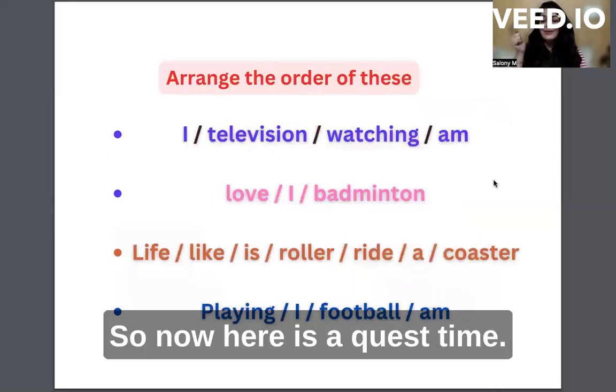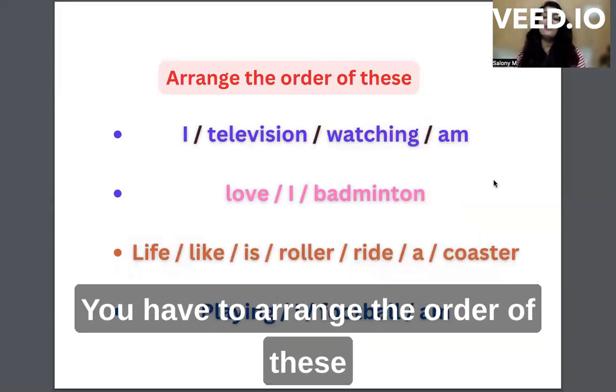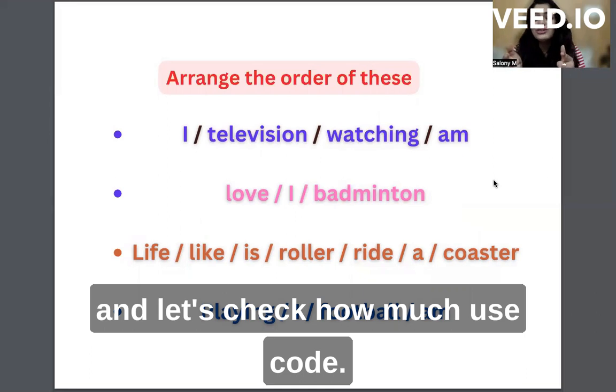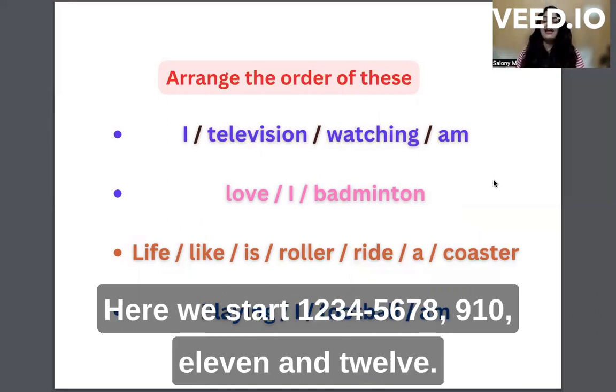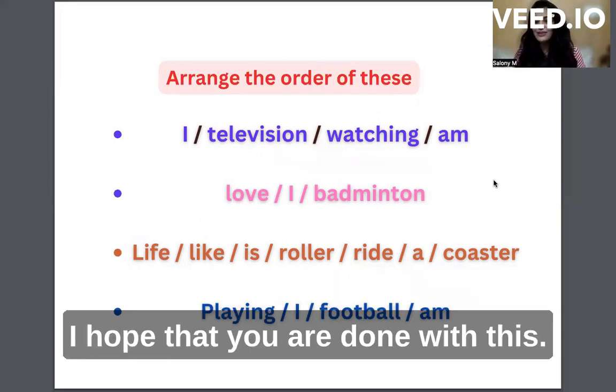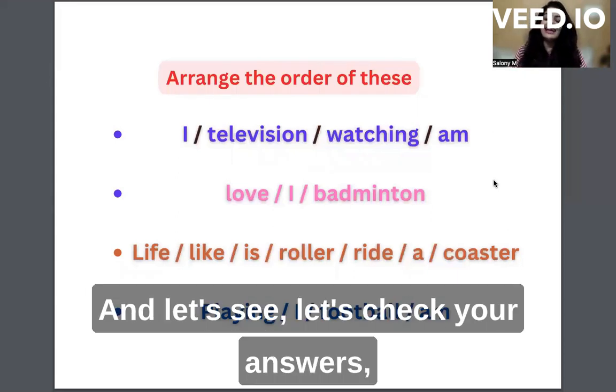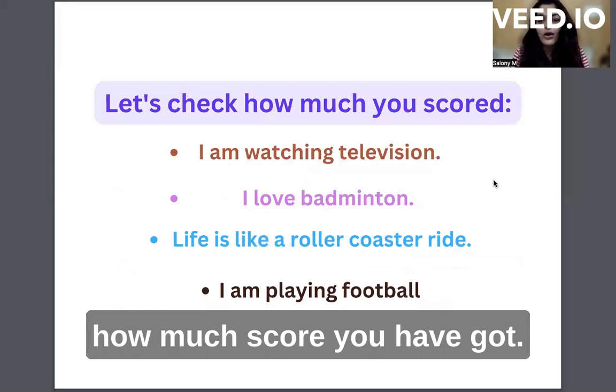So now here is quiz time. You have to arrange the order of these and let's check how much you score. Here we start. 1, 2, 3, 4, 5, 6, 7, 8, 9, 10, 11, and 12. I hope that you are done with this. And let's check your answers. How much score have you got?